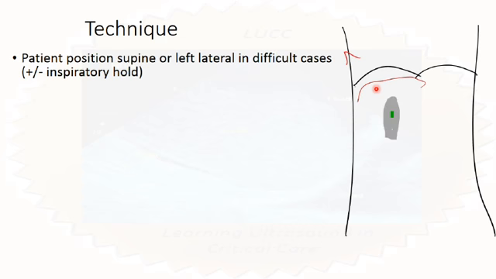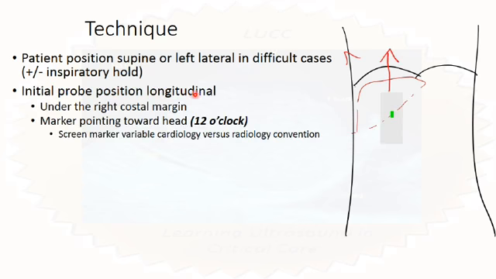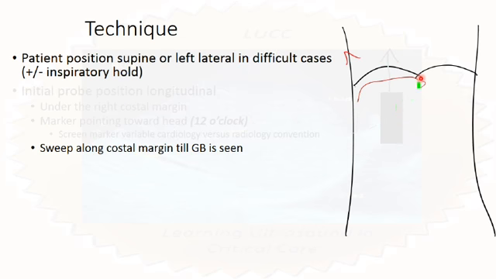Then the orientation of the probe must be with the probe marker facing the 12 o'clock position and starts somewhere here, somewhere in the mid-clavicular line, in the midline. But once you place the probe here, what you then do is you sweep the probe along the costal margin from medial to lateral, from the midline laterally, till you can see the gallbladder. And how do you see the gallbladder? You see an anechoic or a black cavity with white walls, with smooth white walls.